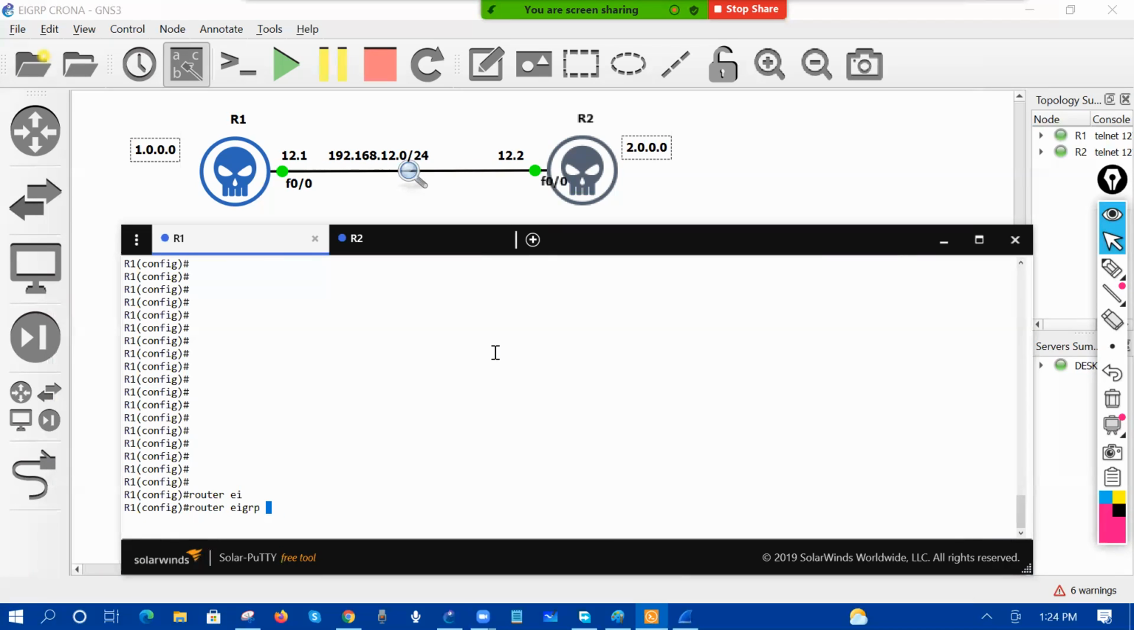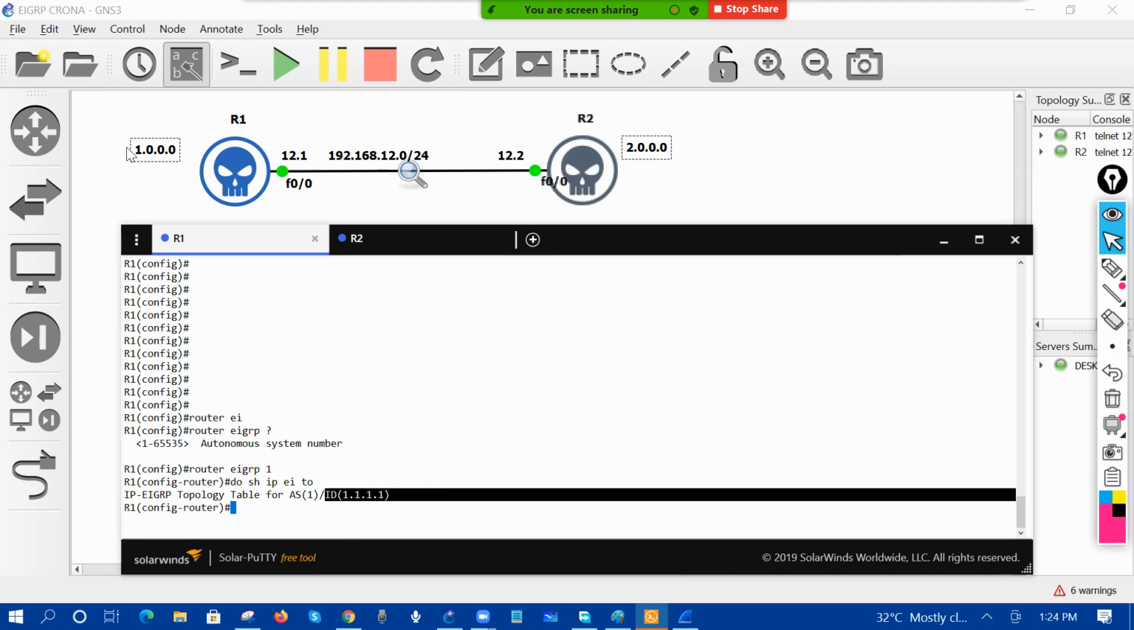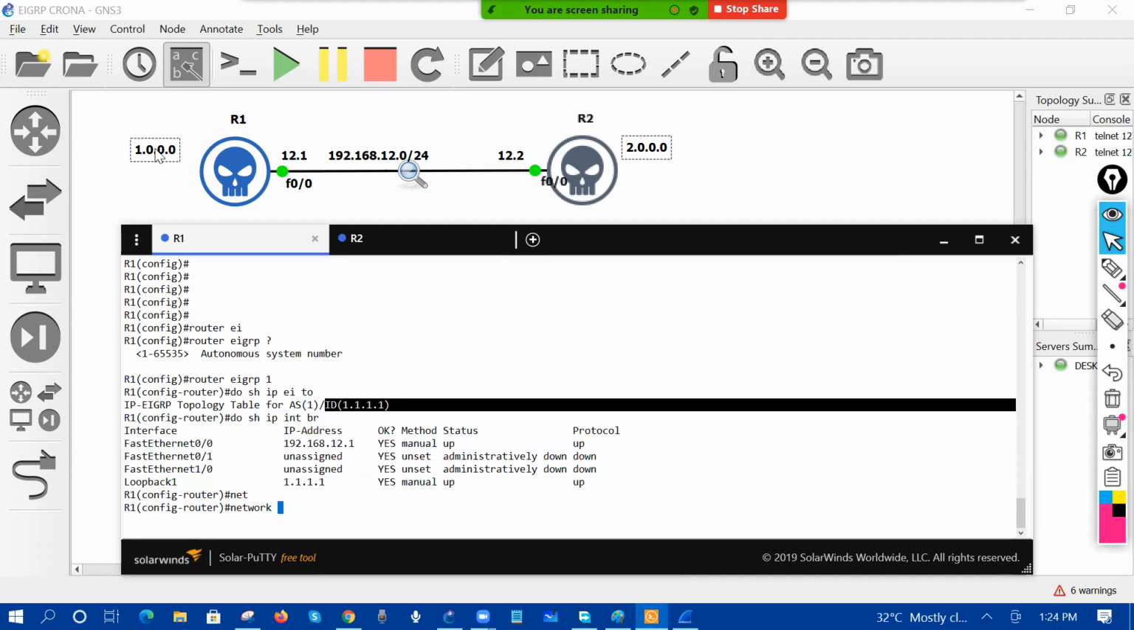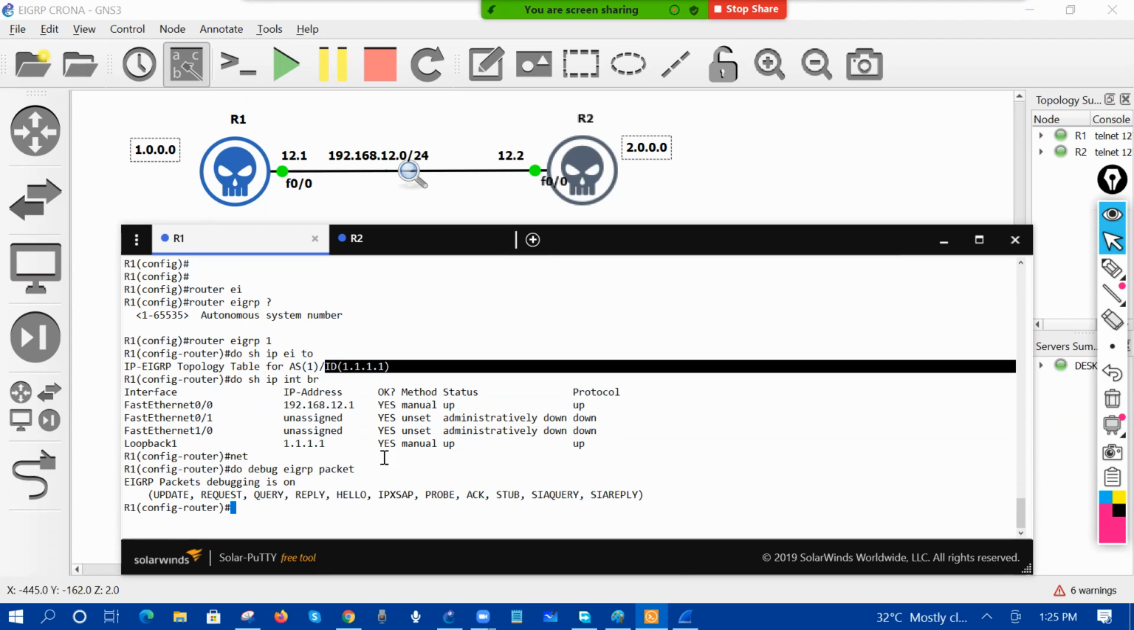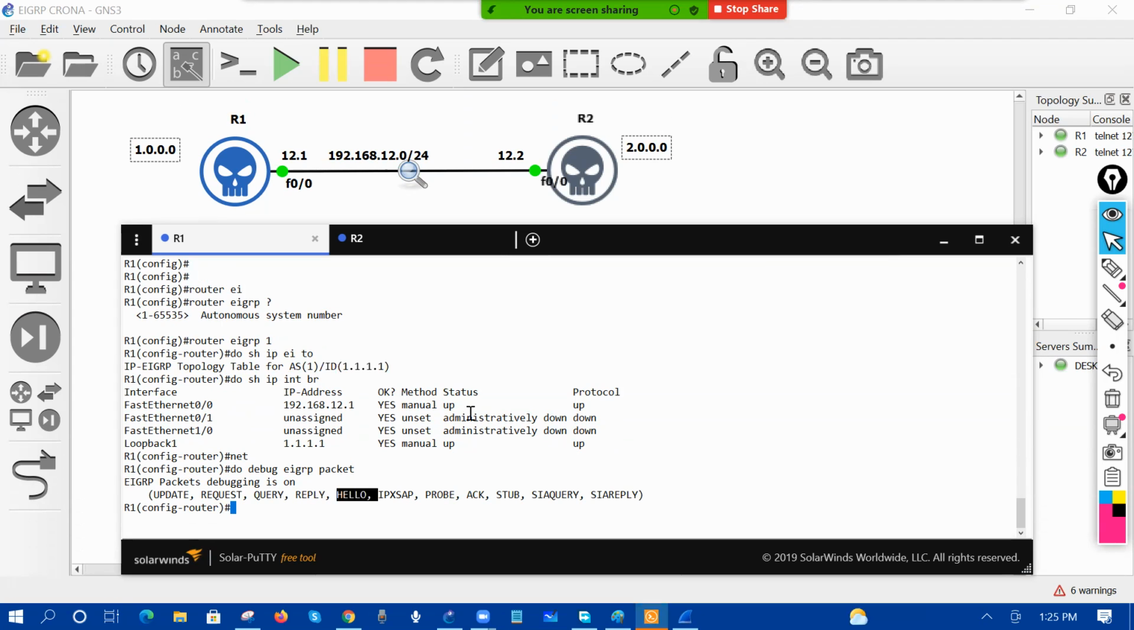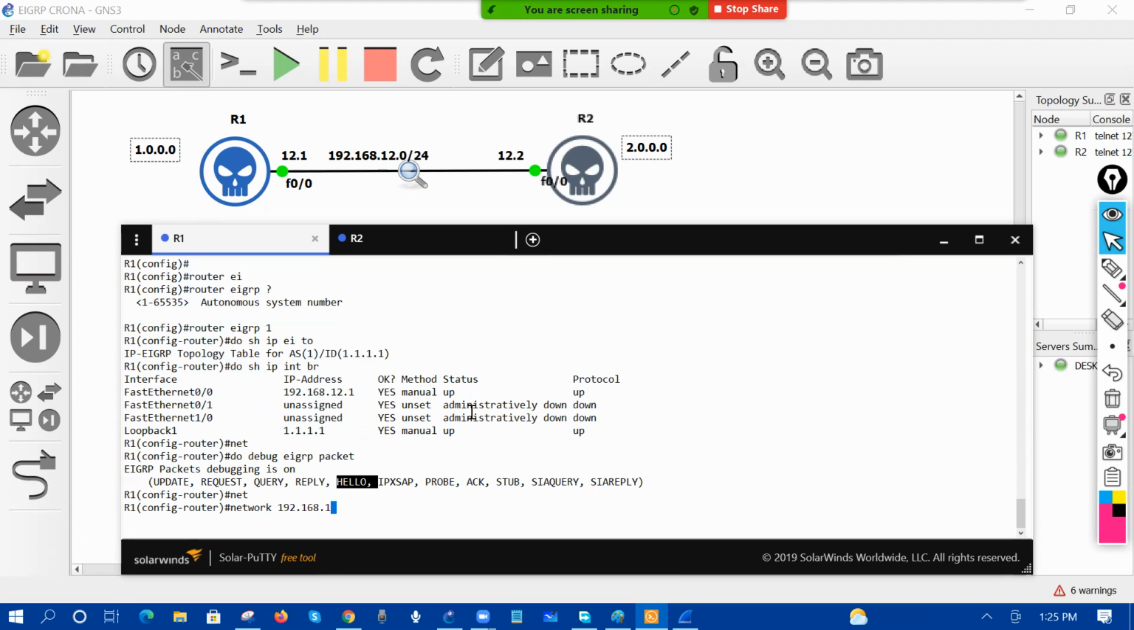So if you see, I just defined router EIGRP. We have a 16-bit AS number. Put the command, and what happened? Do show IP EIGRP, and the router ID will be 1.0.1, the highest loopback, right? And before I add the network, I'm going to do debug EIGRP packets to enable the debug, right? And now if you see, I set the network, what happened?